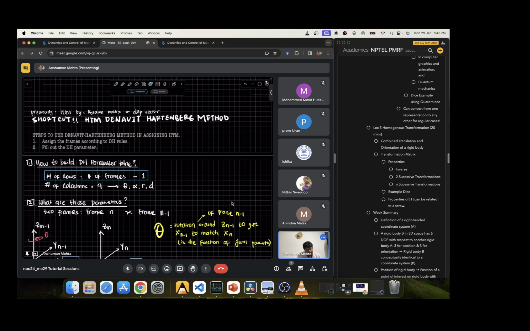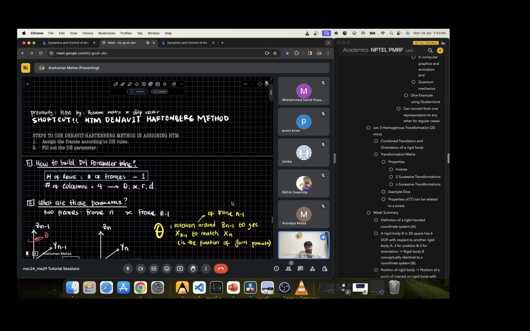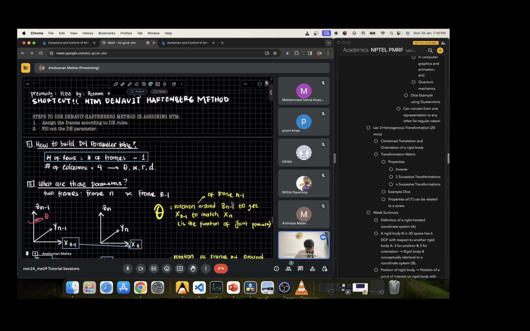Okay. So there is a shortcut also. We can use the Denavit-Hartenberg method in assigning HTM. So you can follow these rules.